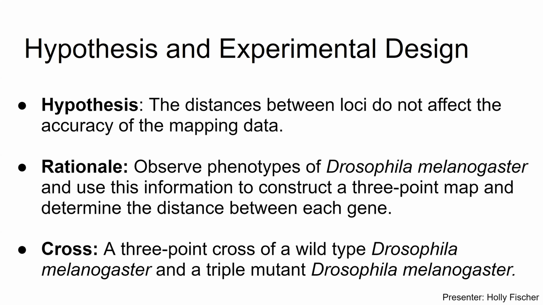In this experiment, we looked at both male and female Drosophila after a wild type and triple mutant cross had been performed. We observed the phenotypes of many individuals, recording that data in a table. With all of this data from the cross, we were able to construct a 3-point map, which shows us the order of the genes and how far apart they are from each other.